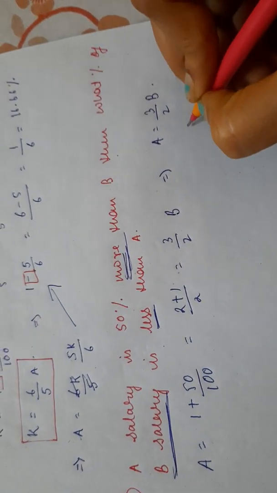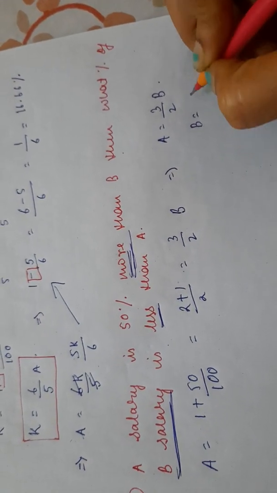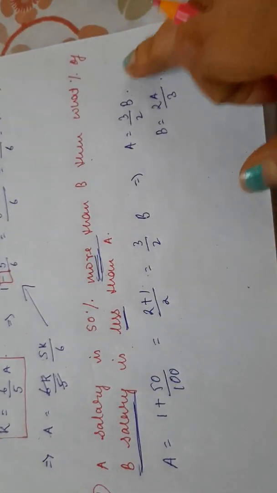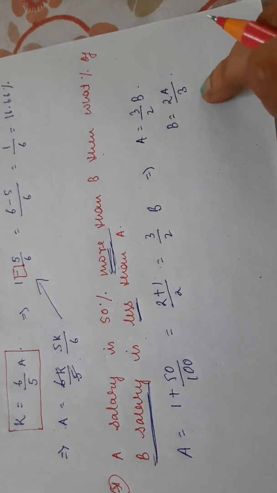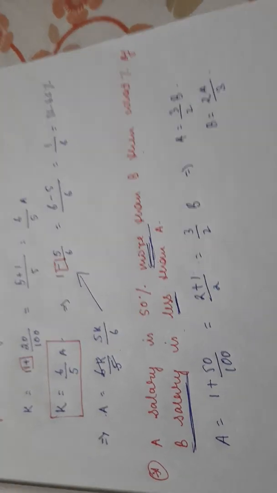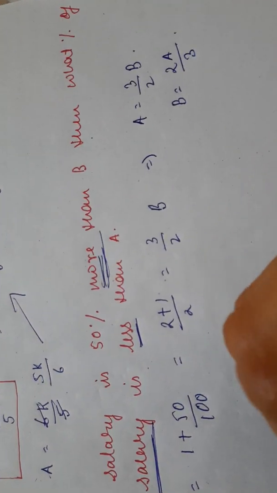So we will write in terms of A. B is equal to 2A by 3. From this equation we have to get B, because we have to find what percentage of B's salary. So we have to write B is equal to 2A by 3.